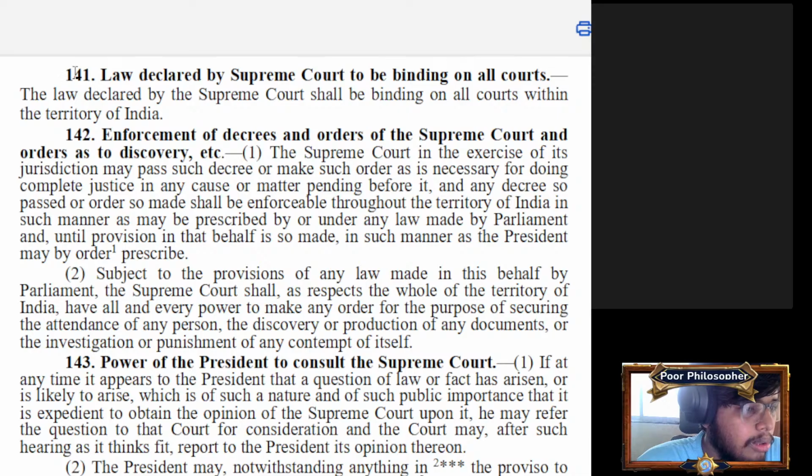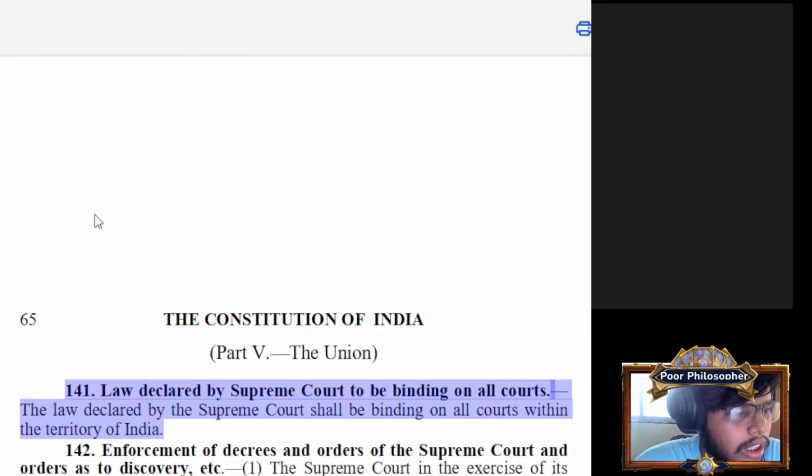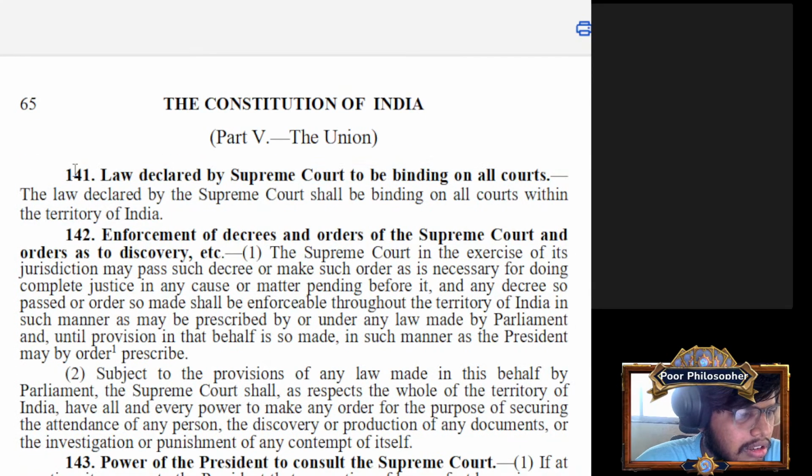Article 141. Law declared by Supreme Court to be binding on all courts. The law declared by the Supreme Court shall be binding on all courts within the territory of India. Okay, I mean, it is pretty self-evidently true.